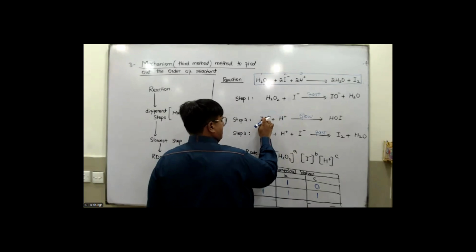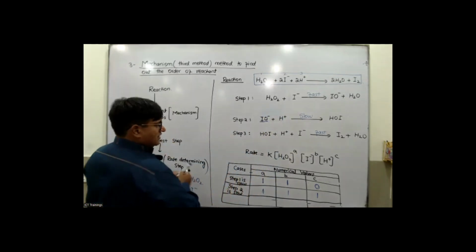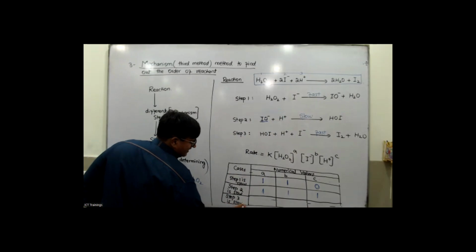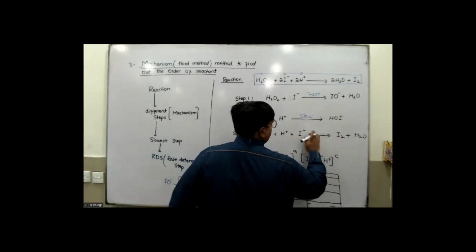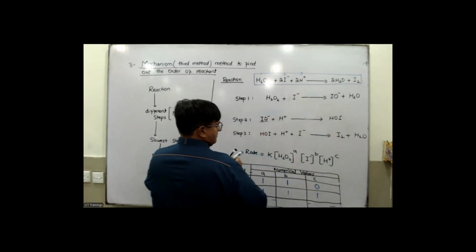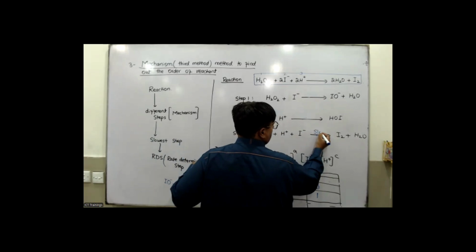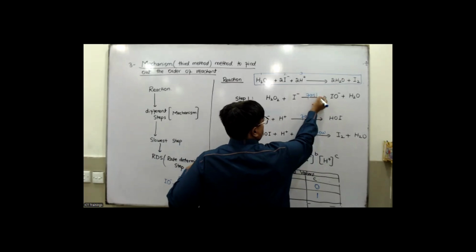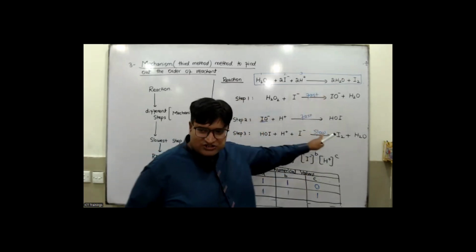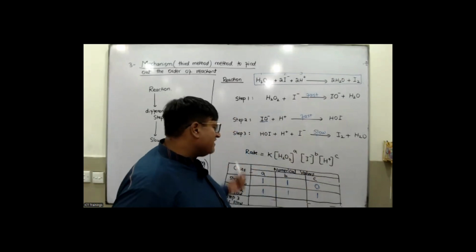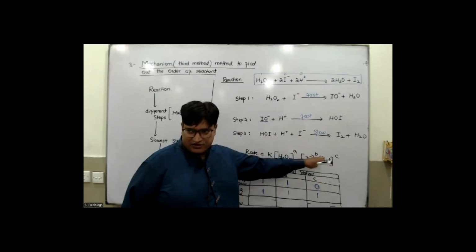Now I'm going to take step 3 as the slowest step. So if step 3 is slow, then what would happen? Make this one a slow step. This one is slow, and these two are the fast steps now. I told you the slow step contains the reactants, so those reactants' moles become the orders in the rate equation.